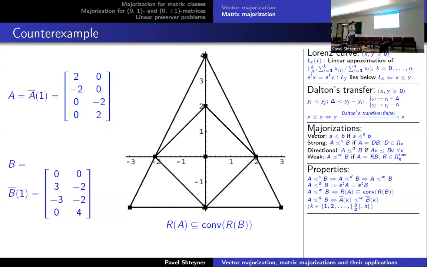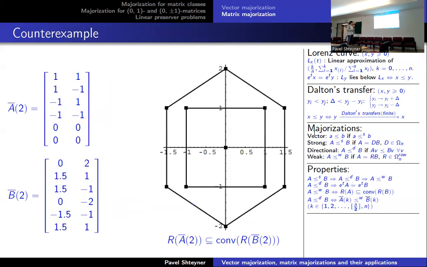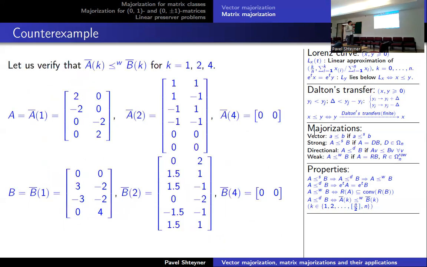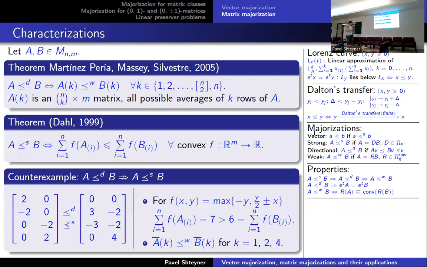So we see that this can be simply done by plotting the graph and comparing convex sets. The rows that correspond to A: 0, minus 2; 0, 0; 2, 0; minus 2, so we have this rectangle, and it lies in the convex hull generated by the rows of B. So there is a weak majorization here, A by B. The same is true for A2 and B2. So there is directional majorization, and this is actually the smallest counterexample.